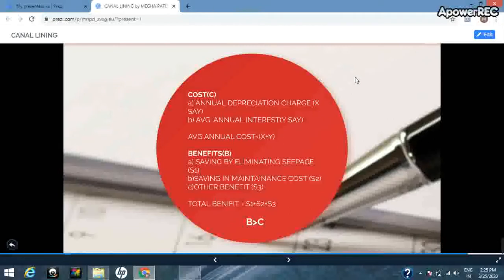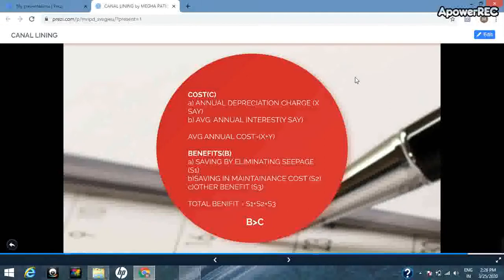Cost includes, first, the annual depreciation charge. This annual depreciation charge is calculated from the initial cost that is invested in the canal lining and the life of the canal. The ratio of the initial cost to the life of the canal gives you the annual depreciation charge. This is, for example, say X. The second point in calculating the cost of the canal lining is the average annual interest. This average annual interest is applied on the initial cost with a certain rate of interest. For example, this annual interest is Y. So the average annual cost would be X plus Y for a particular canal lining.